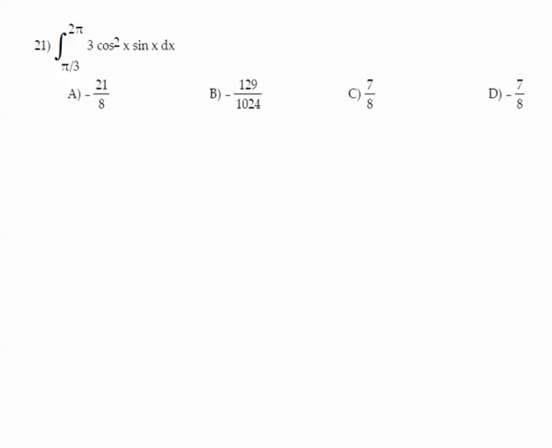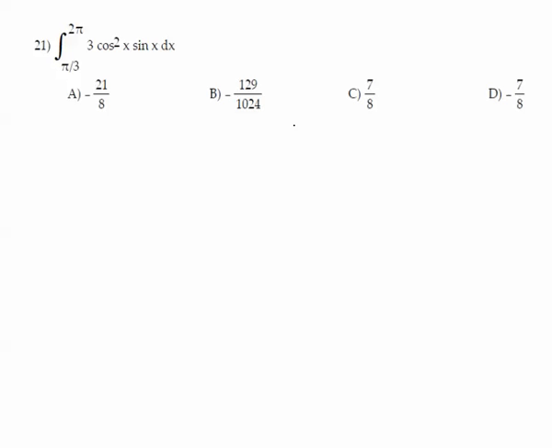With number 21, we have the integral from pi over 3 to 2 pi of 3 times cosine squared of x times sine of x dx. And we do have some function composition here. The function composition is cosine squared of x. The inside function is cosine, and the derivative of cosine, or du, would be negative sine of x dx, and that's what we have on the outside, so that's going to work for us here.